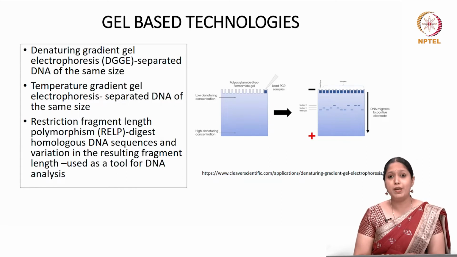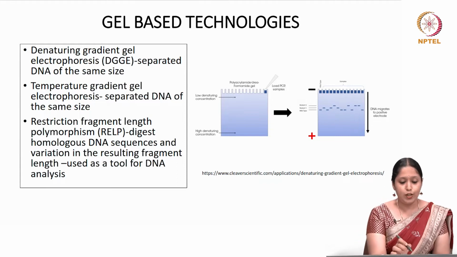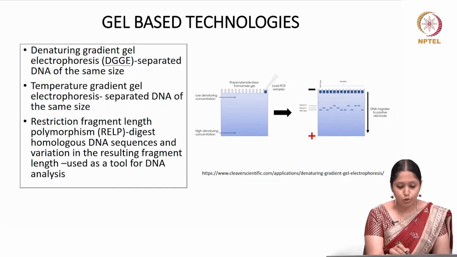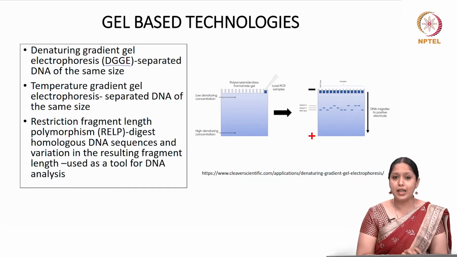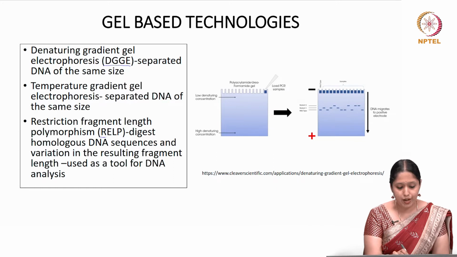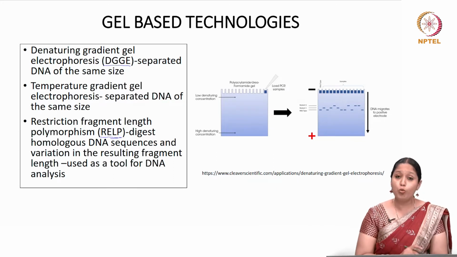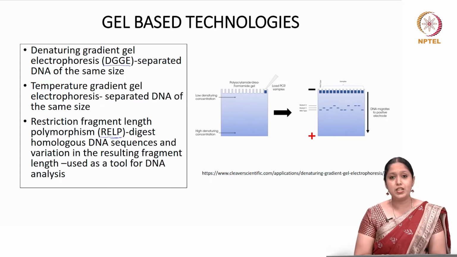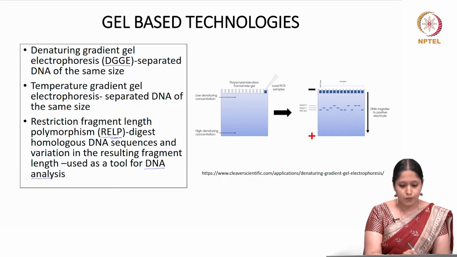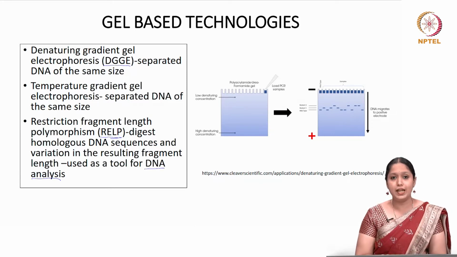Next, coming to the gel-based technologies. Under gel-based technologies comes denaturing gradient gel electrophoresis or DGGE, and temperature gradient gel electrophoresis. Both these methods separate DNA of the same size. Then there is something called restriction fragment length polymorphism. It digests homologous DNA sequences, and variation in the resulting fragment length is used as a tool for DNA analysis. So, gel-based technologies include denaturing gradient gel electrophoresis, temperature gradient gel electrophoresis and restriction fragment length polymorphism.